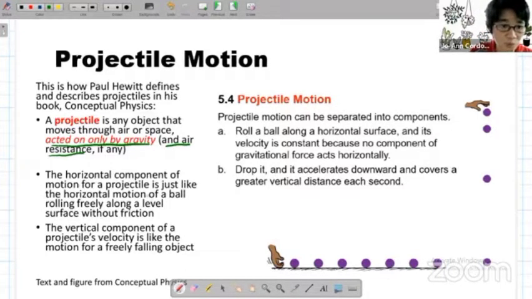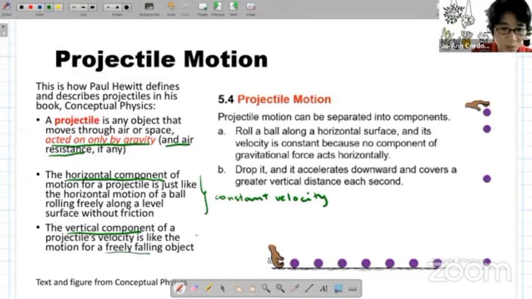So, there are two components of projectile motion. You have the horizontal component and you have the vertical component. Okay? The horizontal component is just like the horizontal motion of a ball rolling freely along a level surface without friction, which essentially says that our horizontal component is constant velocity. On the other hand, our vertical component is similar to a freely falling object. So in this case, what is the constant here?